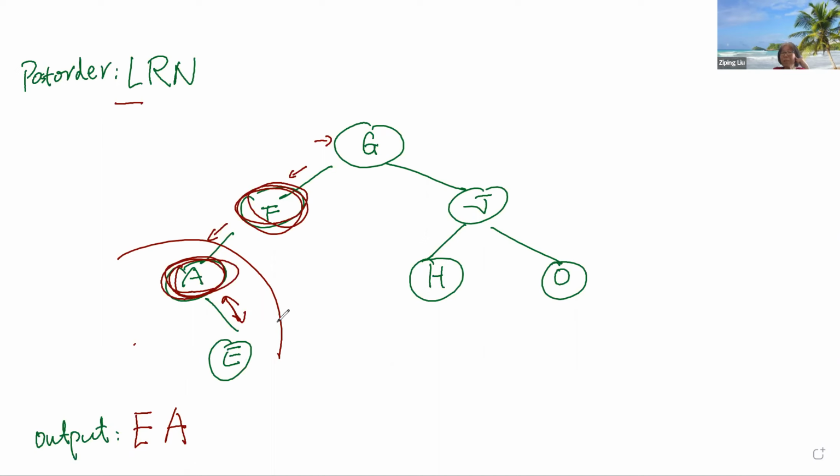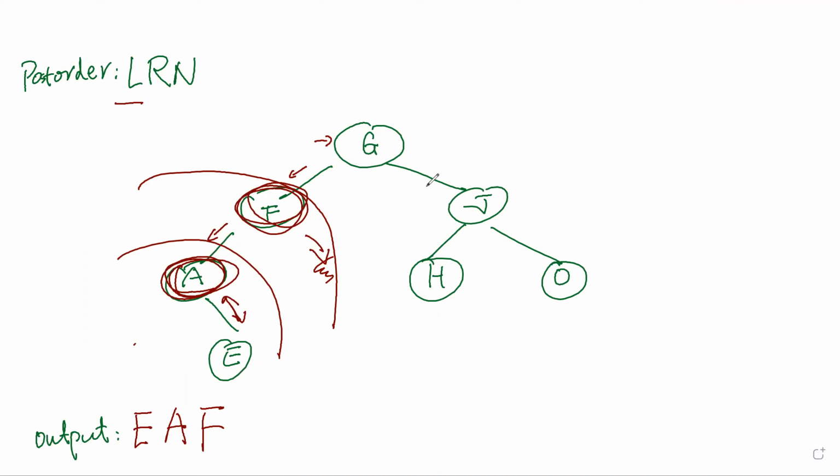Regarding node F, what should we do? Since there's no right, we output F. Yeah, very good. And then F is done. Should I output G? No. Very good. Because the left of G is done. Then what? You need to do what?